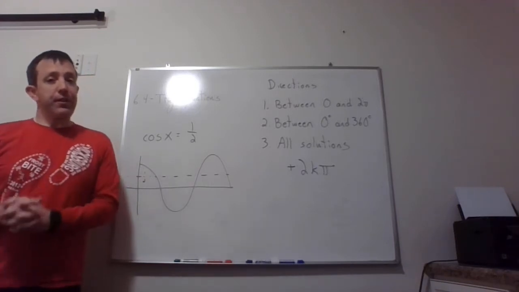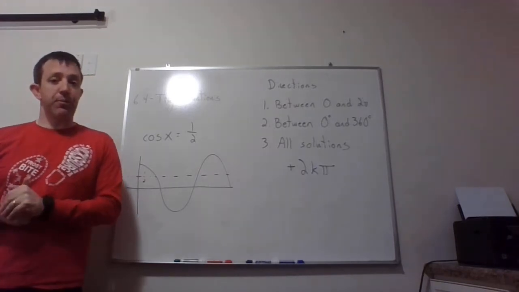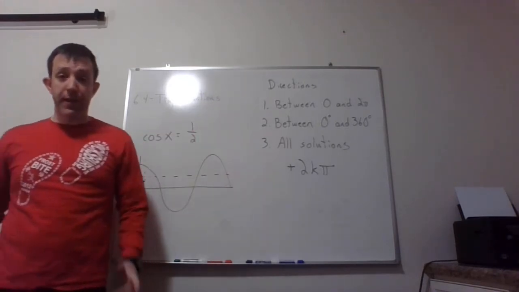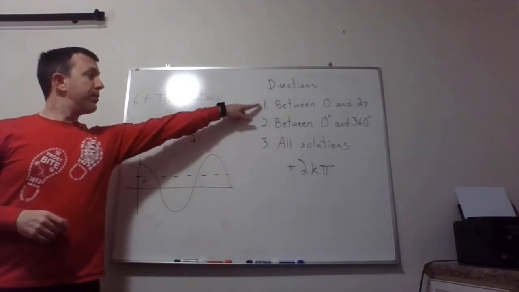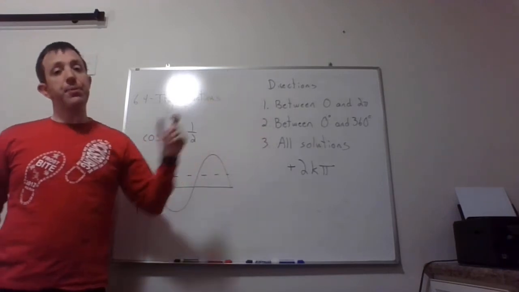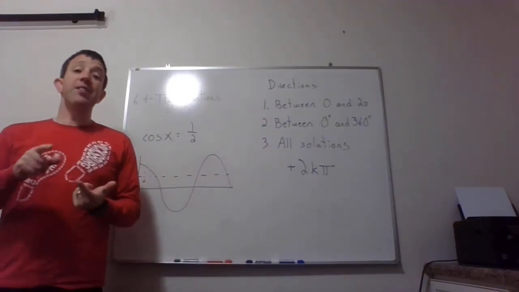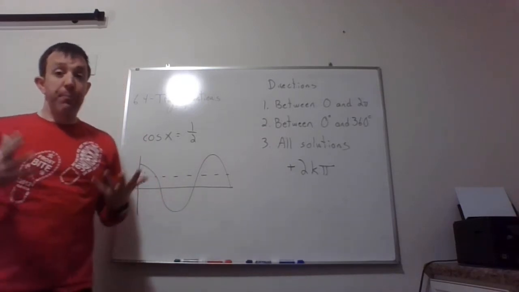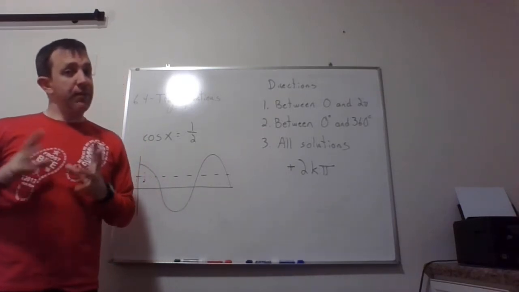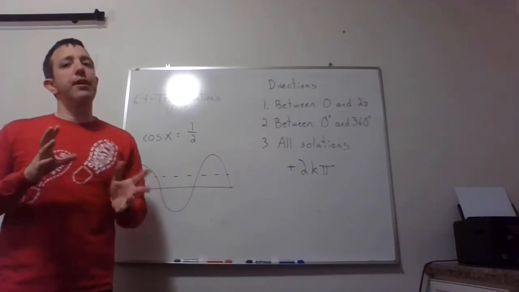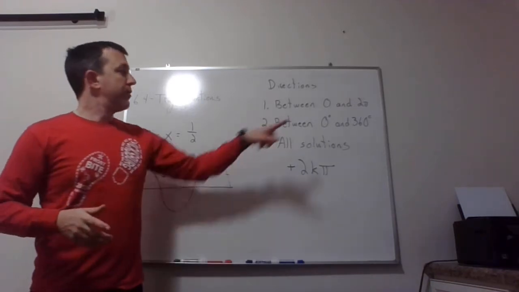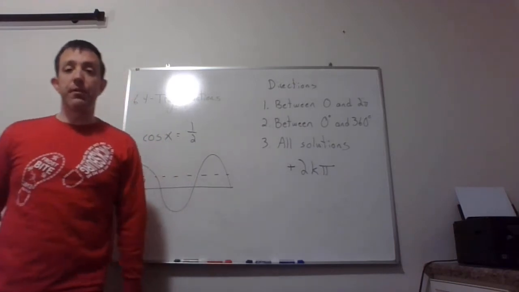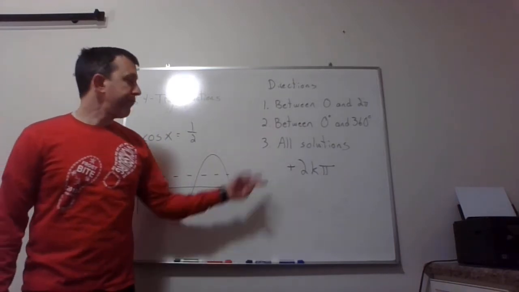So we're going to have to first pay attention to the directions that we're working with. So you have 3 possibilities here for the directions. First, you can be looking for solutions that are just between 0 and 2 pi. That's going to be our first trip around the unit circle, but it's going to be in radians. Okay, now you have to be really careful. You want your answers in the right mode. So radians or degrees, which is number 2, between 0 degrees and 360 degrees.